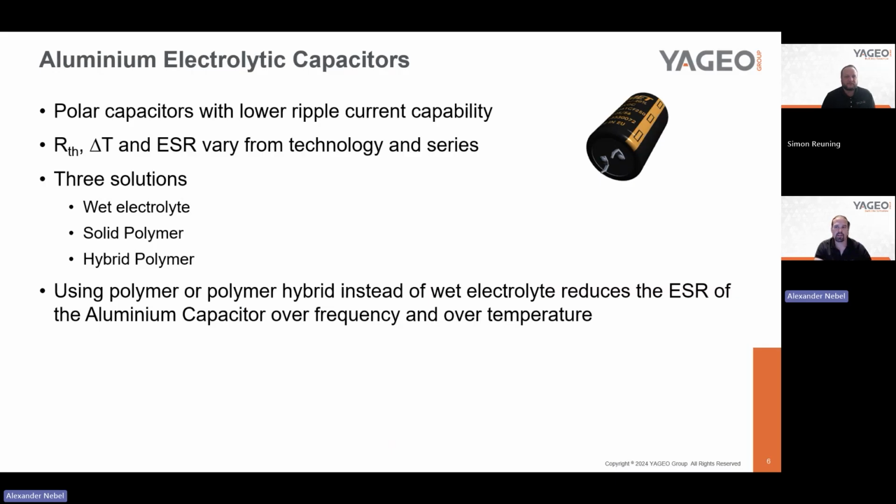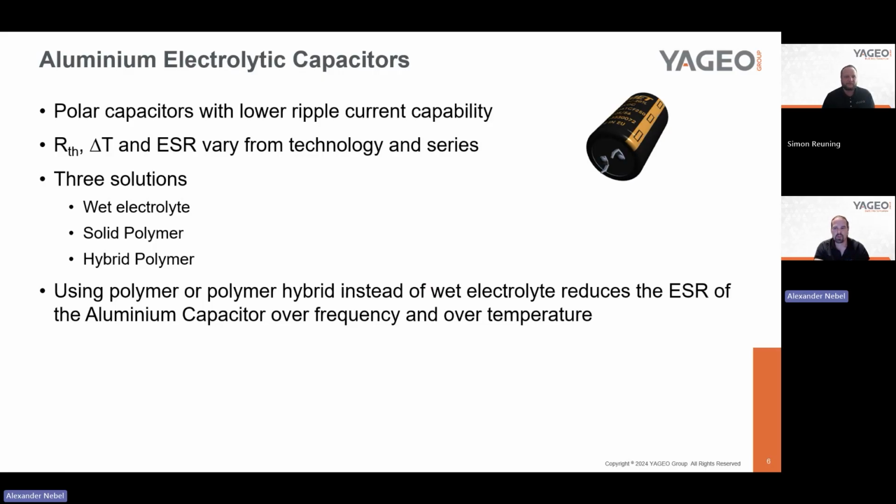They are polar and thus have a lower ripple current capability. Depending on the configuration of the capacitor, the used electrolyte and the construction of the capacitor, the RTH, the delta T and the ESR vary from technology and series. Typically, we know the most used technology is the wet electrolyte.